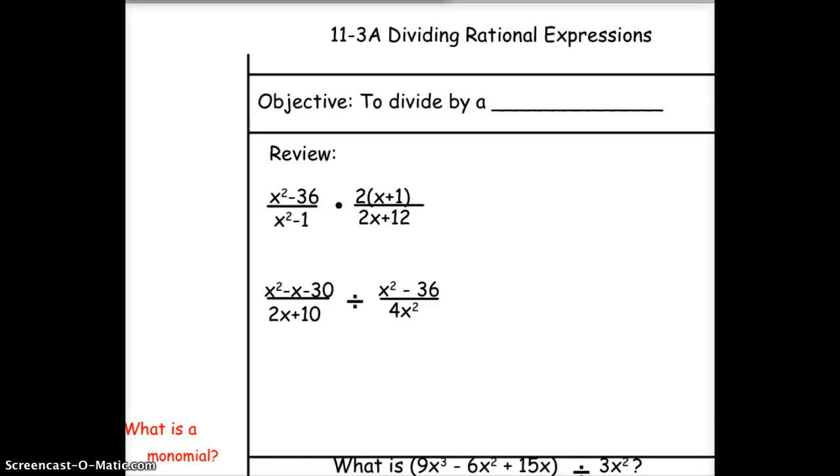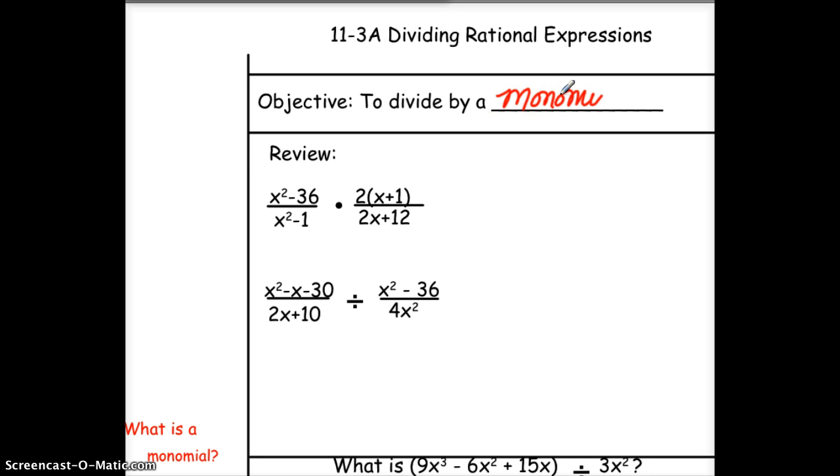So take out your note packets. We're going to be taking notes on 11.3a. When that's done, you're going to take a quiz on 11.1 and 11.2, and then you can work on the homework for 11.3a. And our objective in 11.3a is to do what we call division by a monomial.